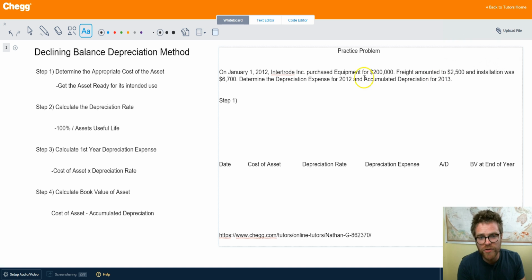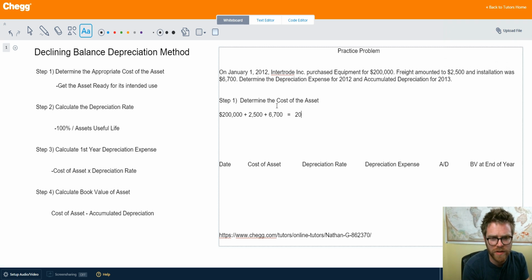So we're going to go ahead and add $2,500 and $6,700 to the cost of this asset here, $200,000. So determine the cost of the asset. So 200 grand plus 2,500 plus 6,700. And so the total cost of the asset here would be $209,200. That's going to be your total cost of the asset here. And let me make sure I have. Yeah, that's correct. Okay. Now from there, we'll go to step 2.